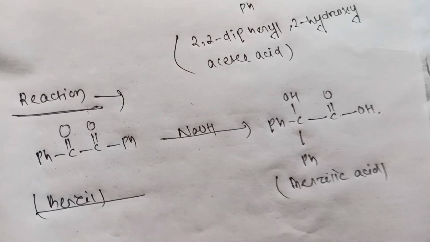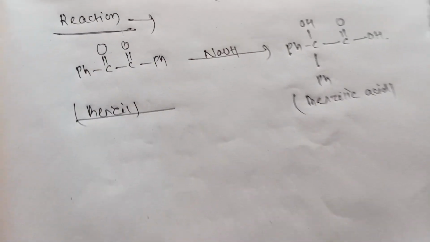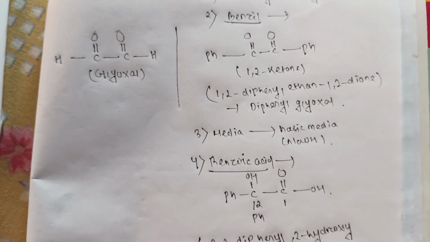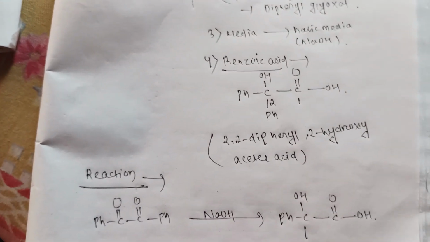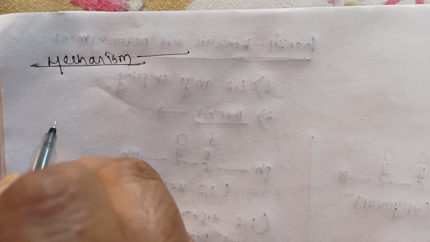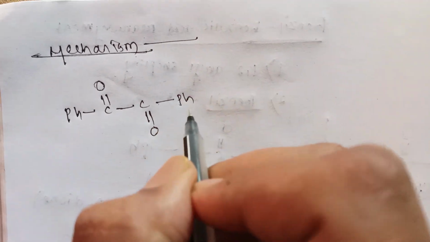Now let's come to the interesting part, that is the mechanism. I have no space for this, so I will draw it on the next page. Please pause the video and note it down. It is very important for you. So now let's study the mechanism. First of all, I draw the structure of benzil: phenyl, C double bond O, C double bond O, phenyl.